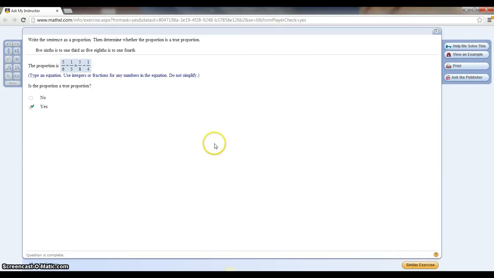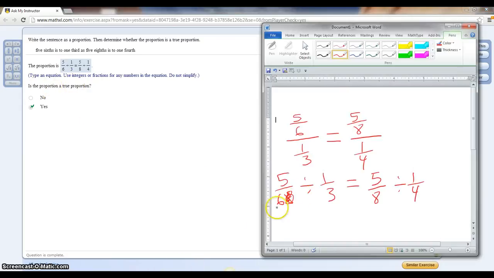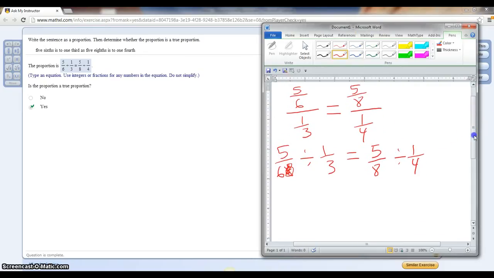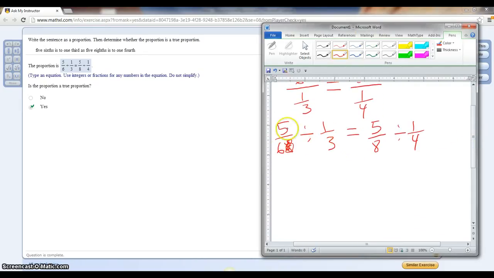And that is actually the end of that problem. Now, let me show you how this proportion is a true proportion. We'll call our screen back up here. Now, what we have to do is make sure that this left side is equal to the right side. So now we're going to prove it. So this is how we would do it.